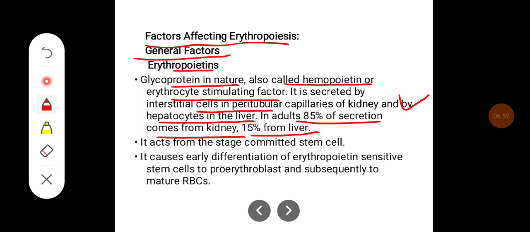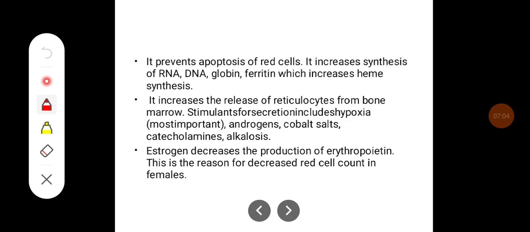It acts from the stage of committed stem cell, and it causes early differentiation of erythropoietin sensitive stem cells to proerythroblast and subsequently to mature RBCs. It prevents apoptosis of red cells. It increases synthesis of RNA, DNA, globin, ferritin, which increases the heme synthesis. It increases the release of reticulocytes from bone marrow.